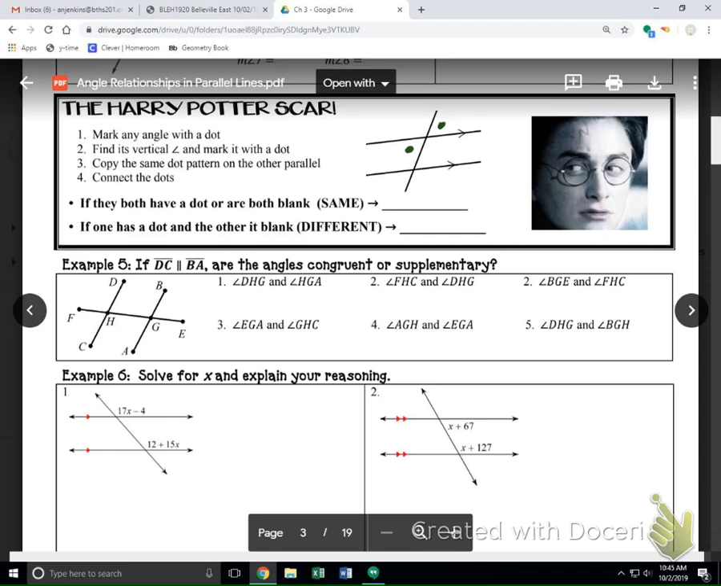And then it says, copy the same pattern on the other parallel line. So I'm going to come down here. I'm going to put a dot here and a dot here. Connect the dots with the line. And you see that you ended up with a scar that looks like Harry Potter's scar. And we see that all the angles we just connected with those dots are congruent. So if they have a dot or are blank, they are the same measure. If one has a dot and the other's blank, it's different. It's going to be supplementary.